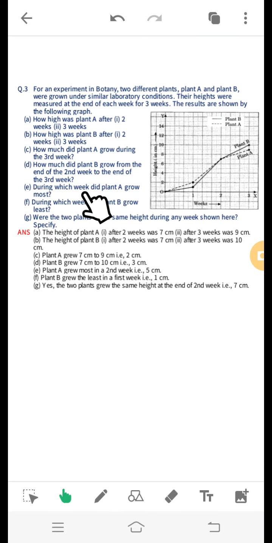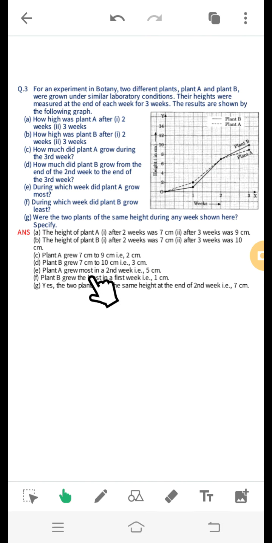E. During which week did plant A grow most? Just check which one week that is. Plant A grew most in the second week. That is the 5 centimeter. F. During which week did plant B grow least? Plant B grew the least in the first week.